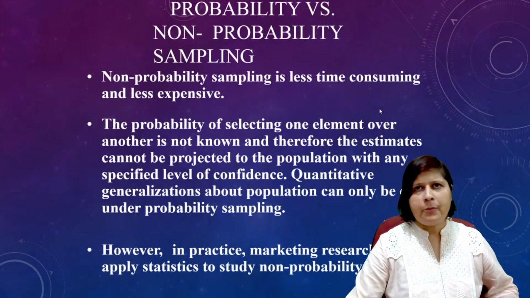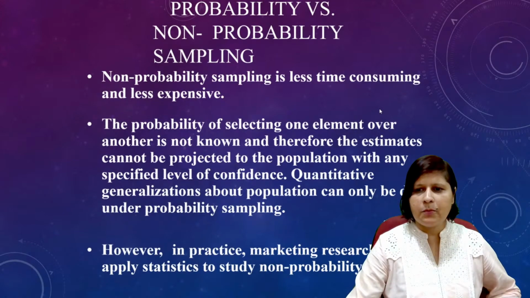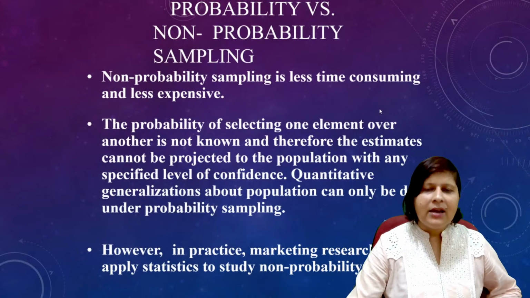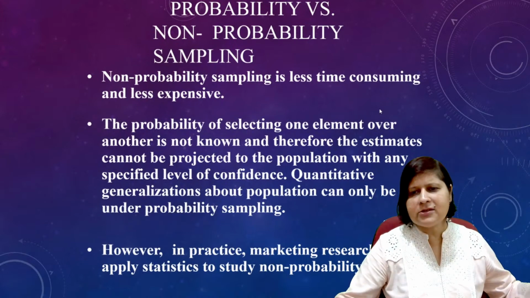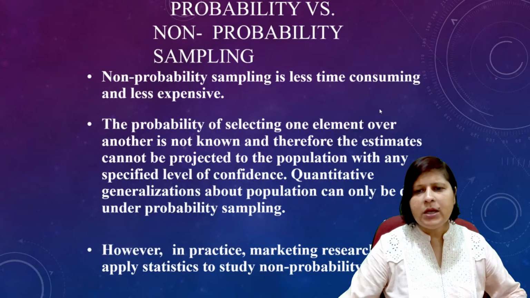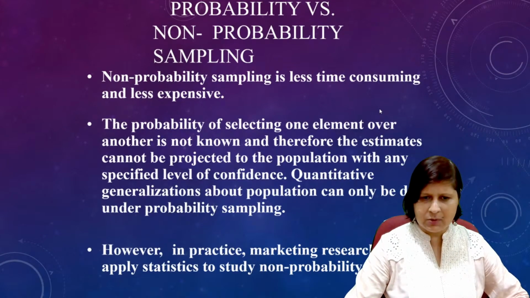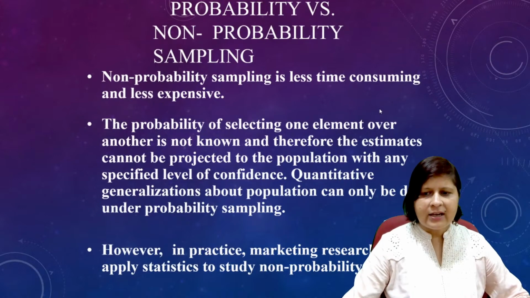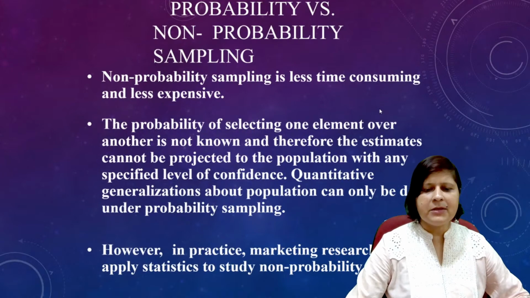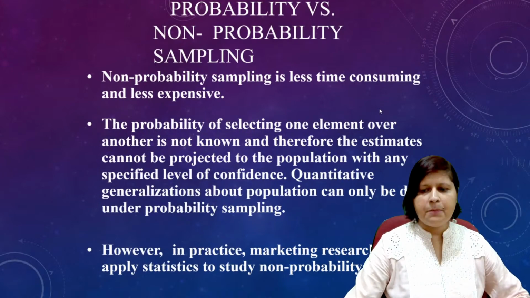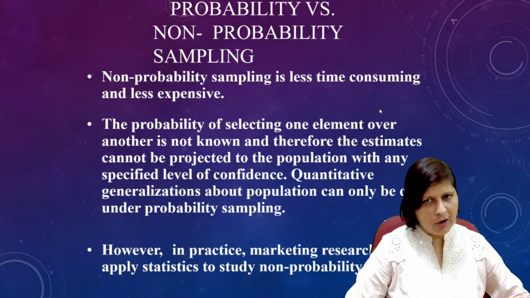Probability versus non-probability sampling. Non-probability sampling is less time consuming and less expensive because it depends on the researcher. It's convenience sampling, snowball sampling, so it's less time consuming and less expensive. The probability of selecting one element over another is not known, and therefore the estimate cannot be projected to the population with any specified level of confidence.